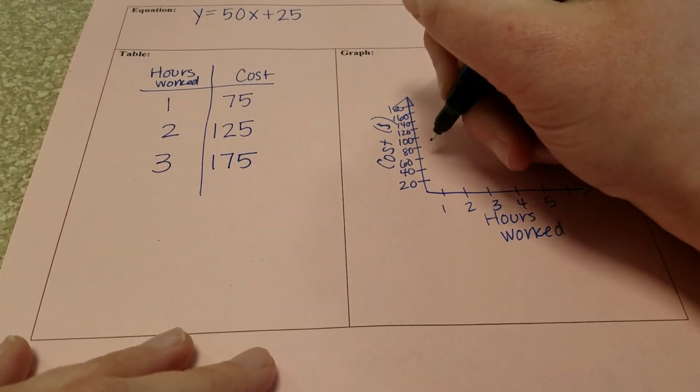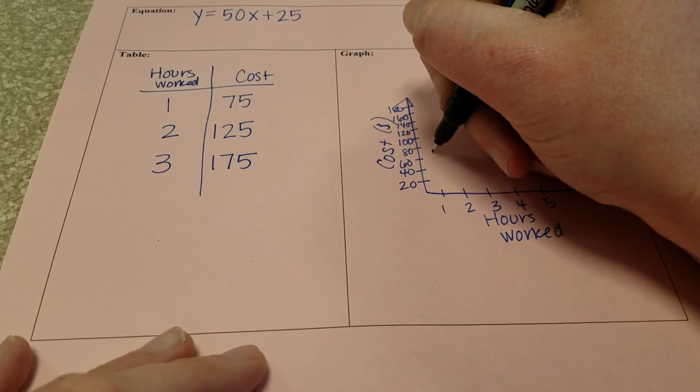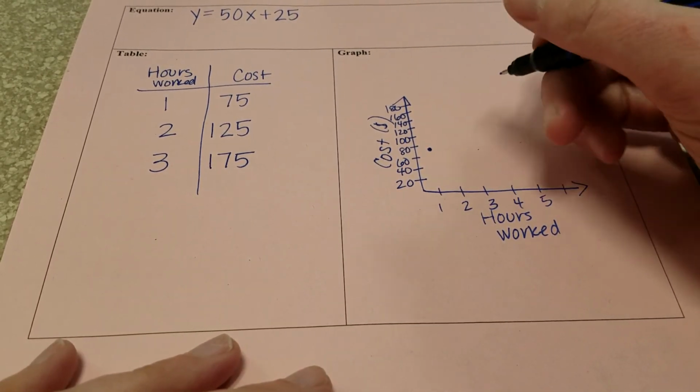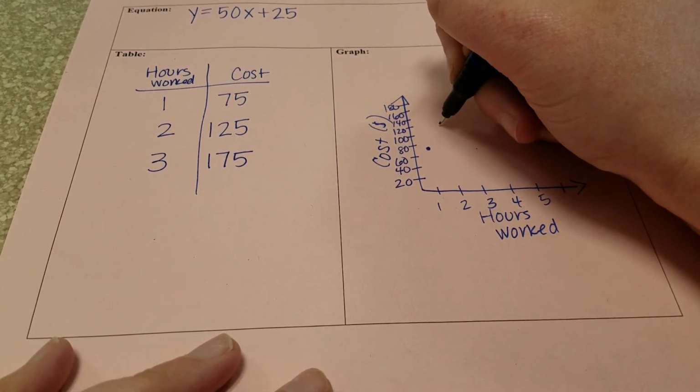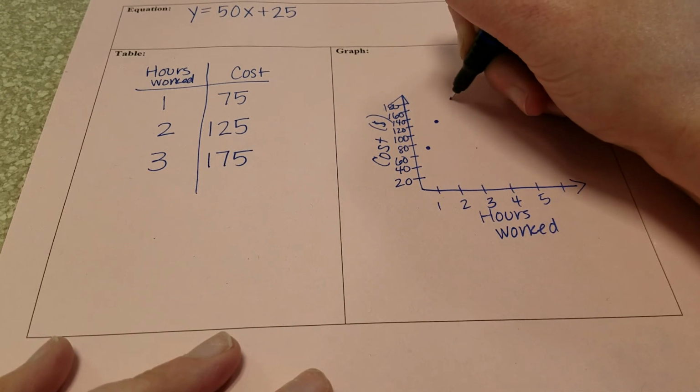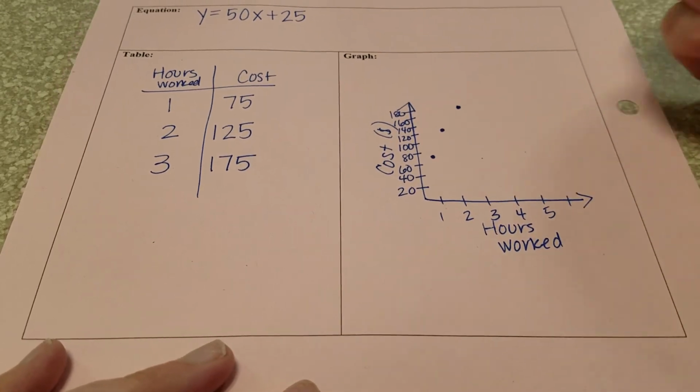So 1 is going to be at $75. 70 would be right in the middle, so we'll go up a little bit. 2 is going to be at $125. So right up here. 3 is going to be at $175, which will be just shy of this.